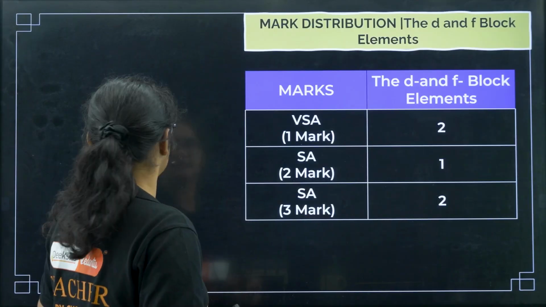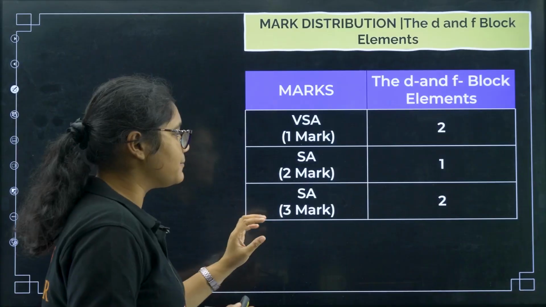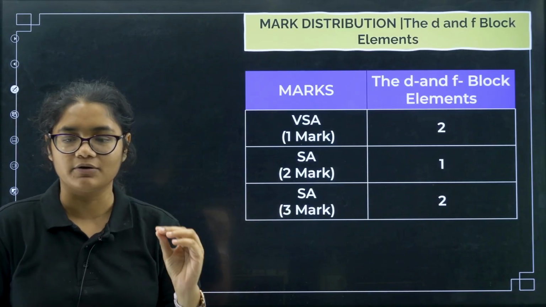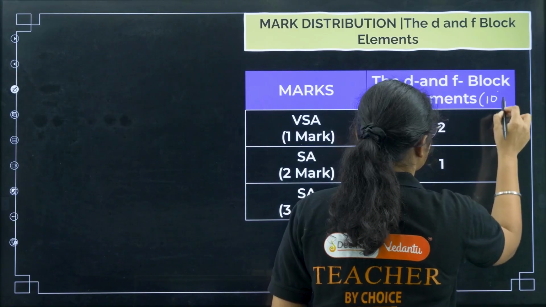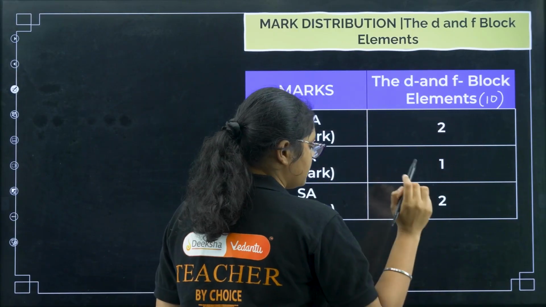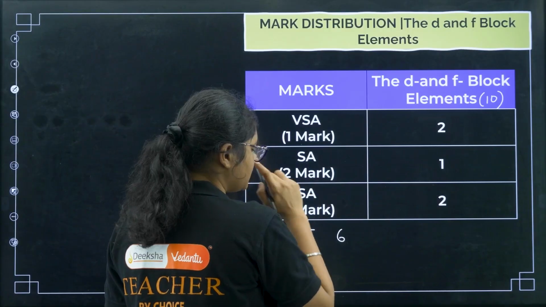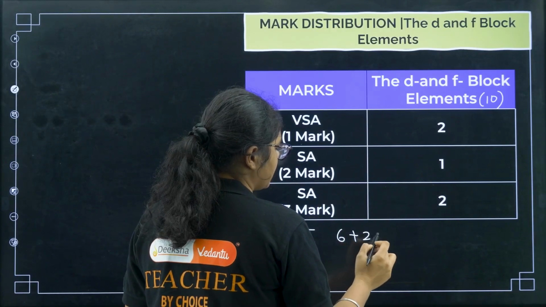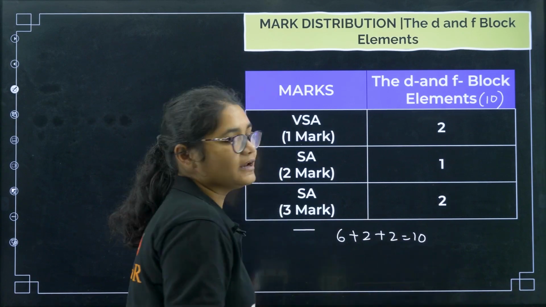Today we are going to discuss first the mark distribution of D and F block. This chapter is a high weightage topic because it has a total weightage of 10 marks, right? In that there are two 3-marker questions which account for 6 marks. There is one 2-marker question, so that is 8 marks, and there are 2 MCQs, so that is equal to 10 marks here.